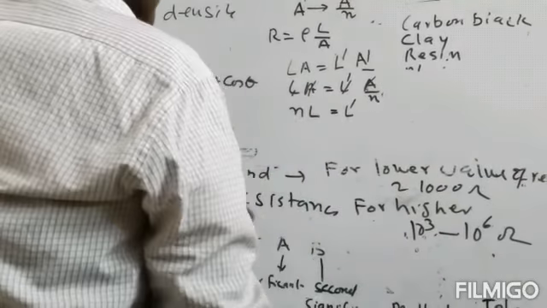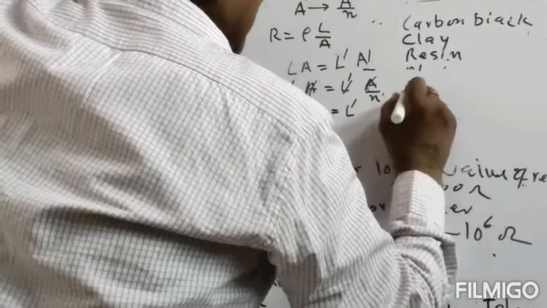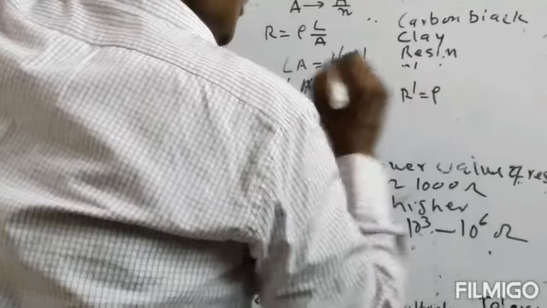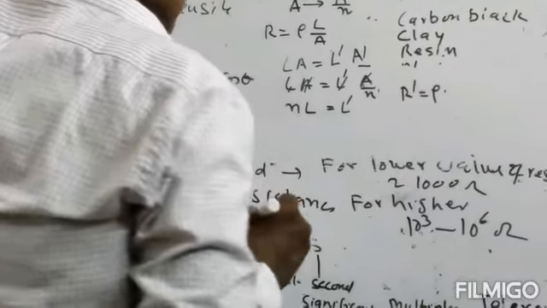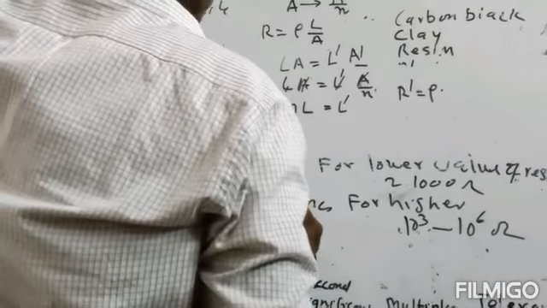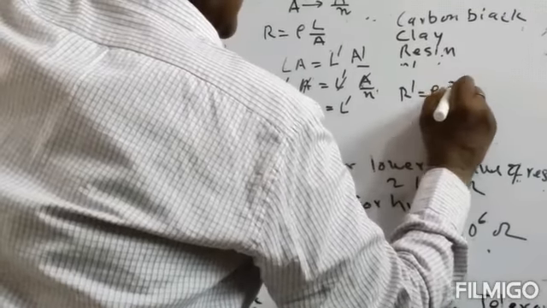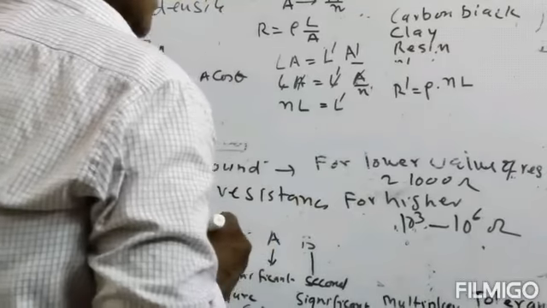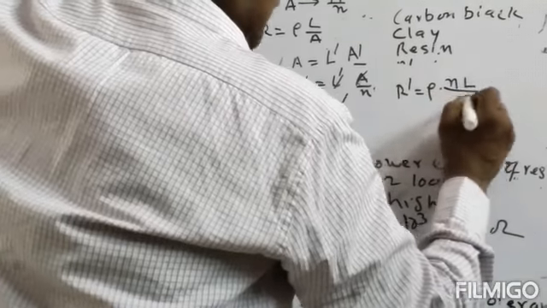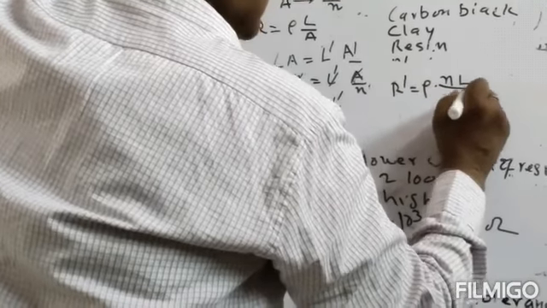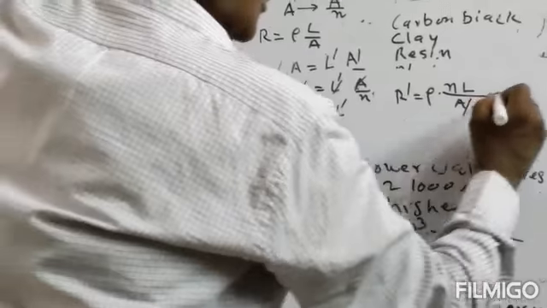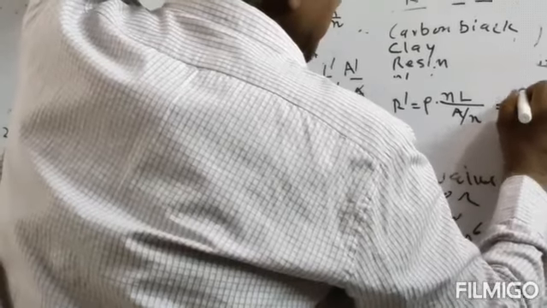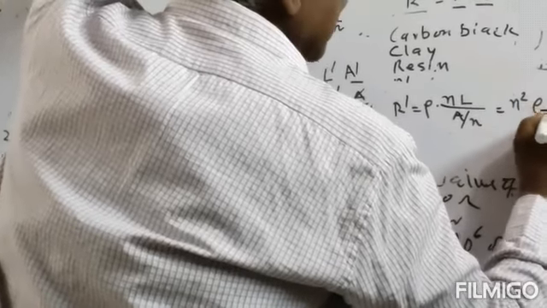So now what will be the resistance? The new resistance R dash will be equal to rho into N into L. The length is now N L and the area of cross section is A by N. So this will be equal to N square rho L by A.